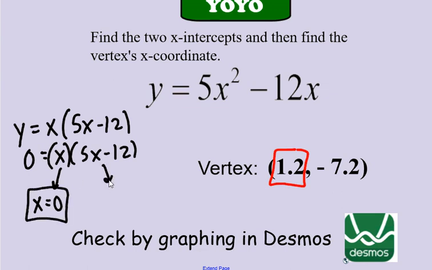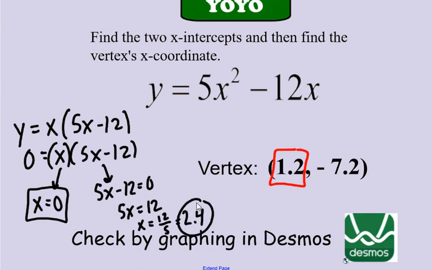This one takes a little bit of work. I want 5x minus 12 to actually equal 0. So I would add the 12 over, divide by 5, and I get 12 fifths. 12 fifths is also 2 and 2 fifths, which is 2.4. So my two x-intercepts are 0 and 2.4. Halfway in between that is 1.2. So that's what you should have got, because I just wanted you to find the x-intercepts and the vertex's x-coordinate.